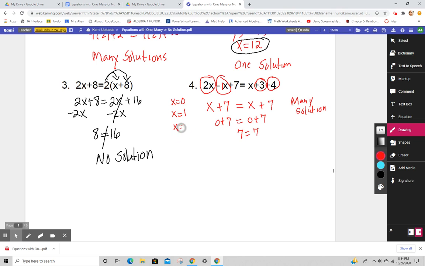What if I let x be 2? 2 plus 7 is 9 on this side. 2 plus 7 is 9 on that side. So no matter what number we choose, the equation is going to be equivalent. It's going to be true. So the answer is many solutions for this one here.